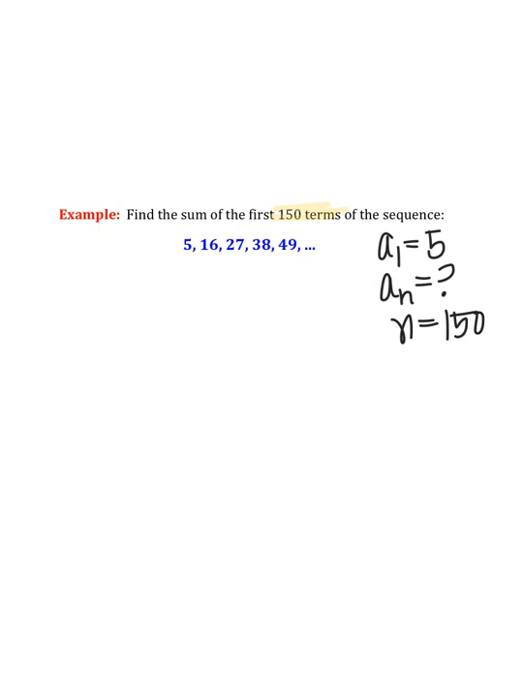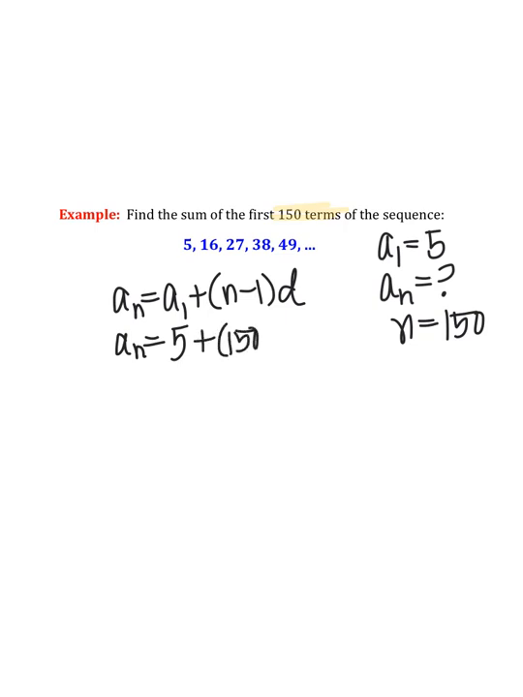So what I'm going to do, again, is go back to that explicit formula. I'm solving for that last term, so that is my variable in this situation. I know that my first term is 5. I'm dealing with the 150th term. And my common difference, if I look, 16 minus 5 is going to be 11. So when I do that calculation, it turns out that my last term is 1644.